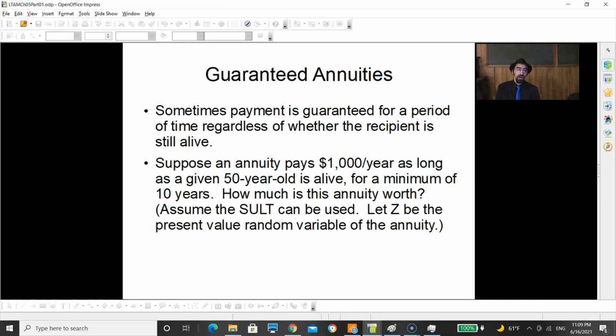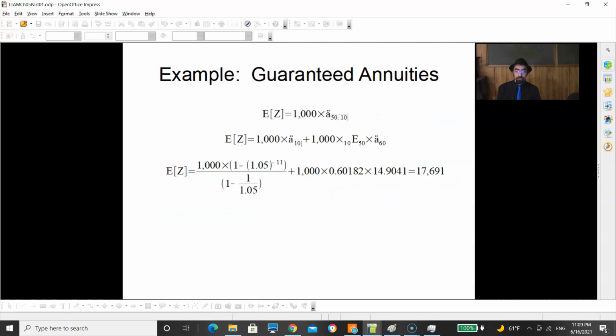And so we can talk about guaranteed annuities. That's when payment is guaranteed for a period of time regardless of whether or not the recipient is still alive. So, suppose an annuity pays $1,000 per year as long as a given 50-year-old is alive for a minimum of 10 years. How much is this annuity worth? Assuming the standard ultimate life table can be used.